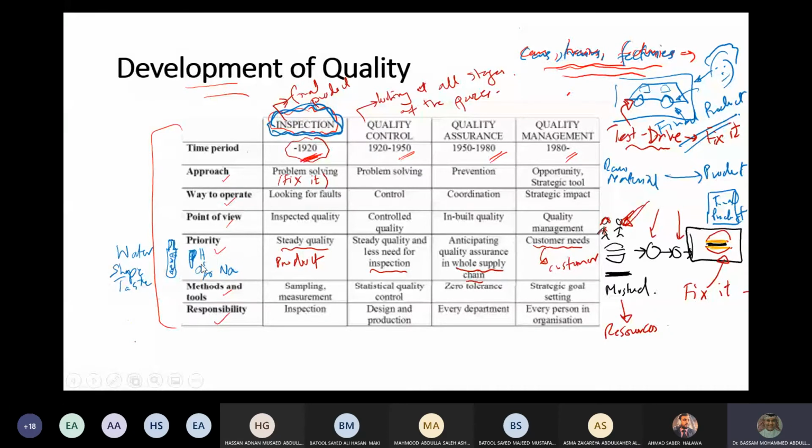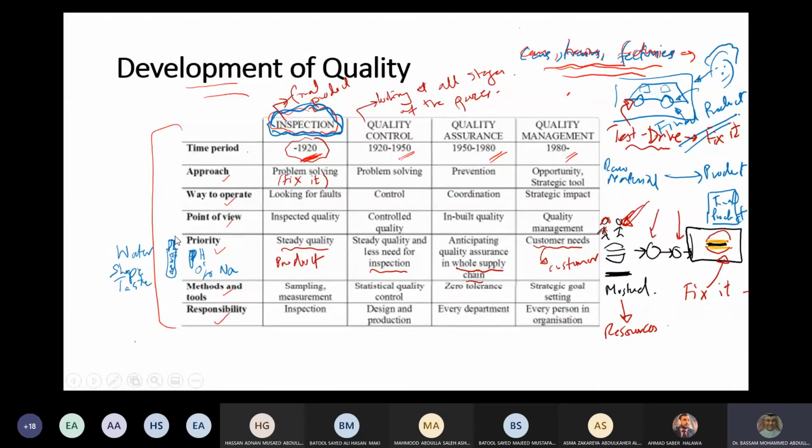Now, what is the story? Why are these new properties, pH and Na, coming up? Well, why is it coming out? The reason for that is customer satisfaction, the customer needs, which was not a priority in the 1920s. It was not a priority. Our priority was what? Just the product.